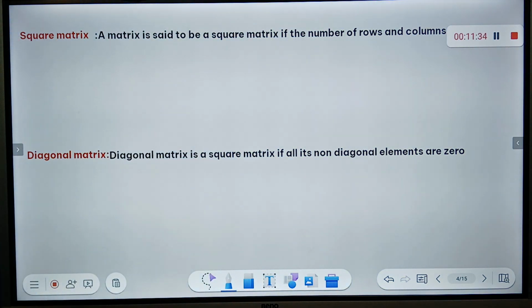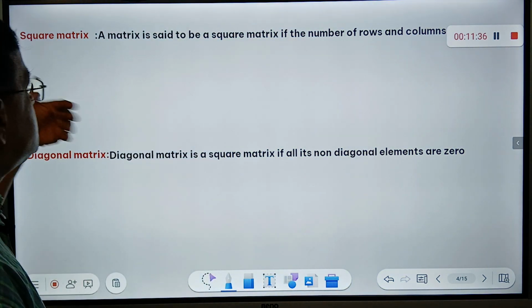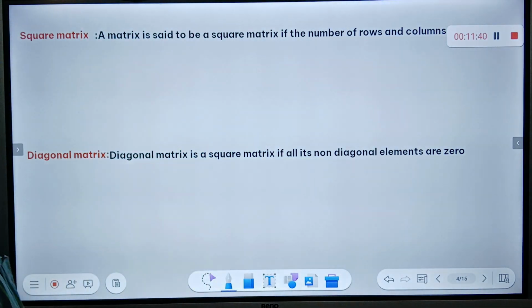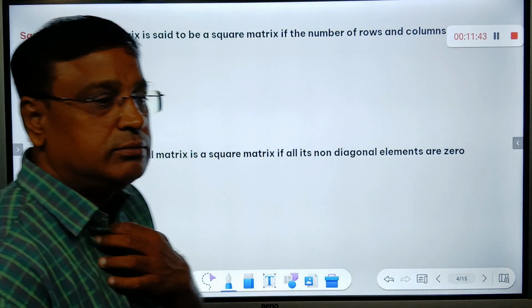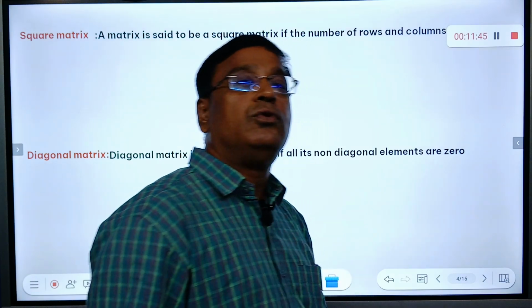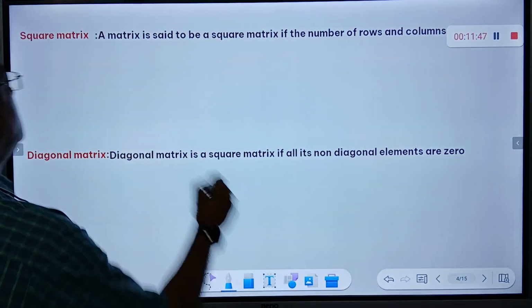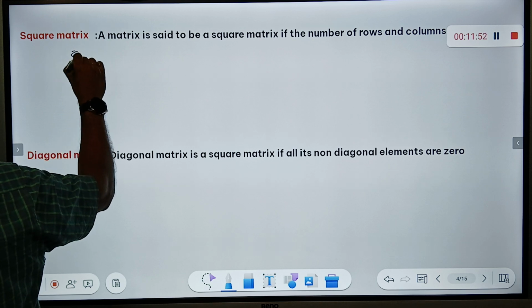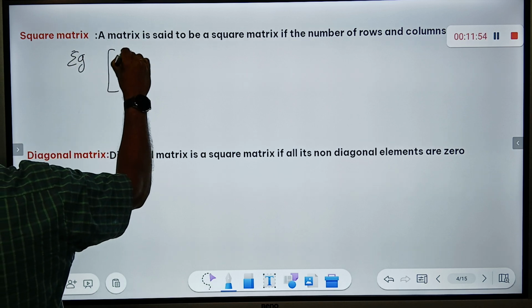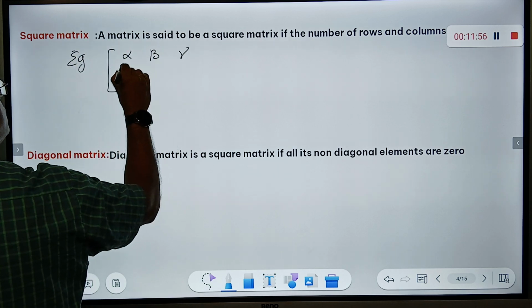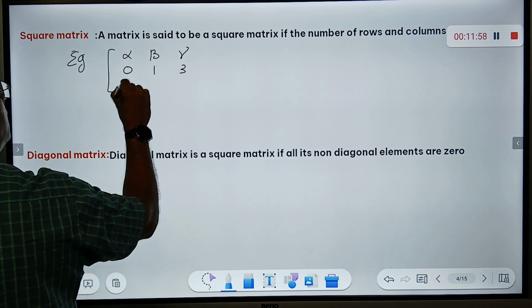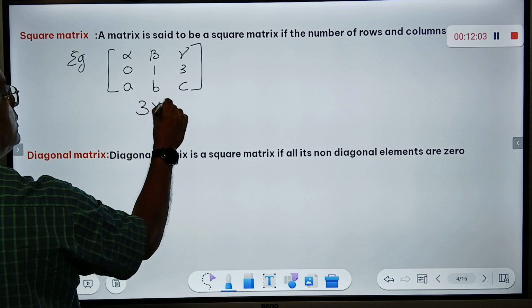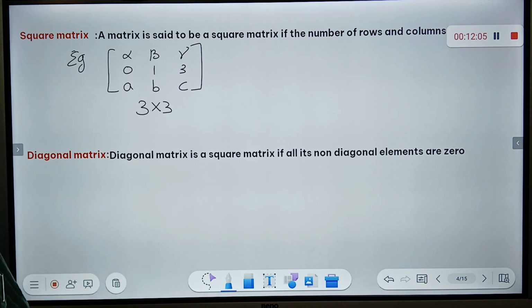Now look at this. The next jump, the square matrix. What is a square matrix? A matrix is said to be a square matrix, obviously, if the number of rows is equal to number of columns. So for example, you have alpha, beta, gamma, 0, 1, 3, A, B, C. What is the order of this matrix? 3 by 3.